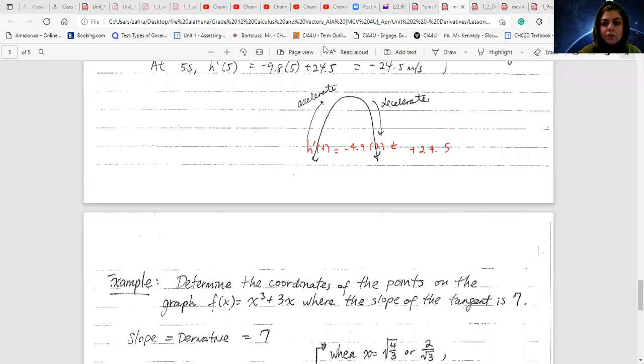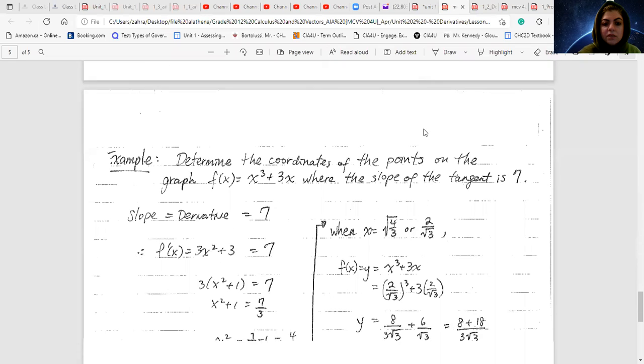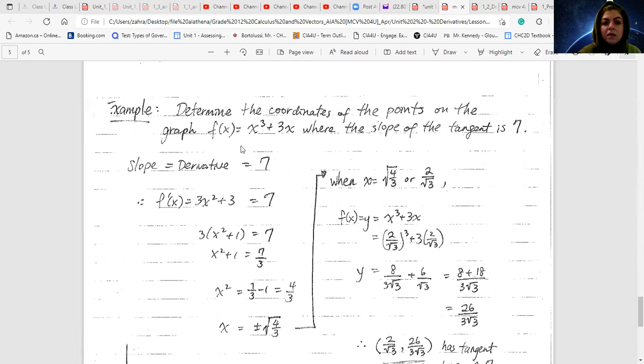There is one more question here. Determine the coordinate of a point on a graph f of x equal to x power 3 plus 3x, where the slope of the tangent is 7. Okay, a slope is derivative, means the derivative should be 7. So what I do, you just take a derivative of that, power in front, power minus 1, and derivative of 3x is 3. This is my derivative. I need to equal it to 7, and then we solve for x.